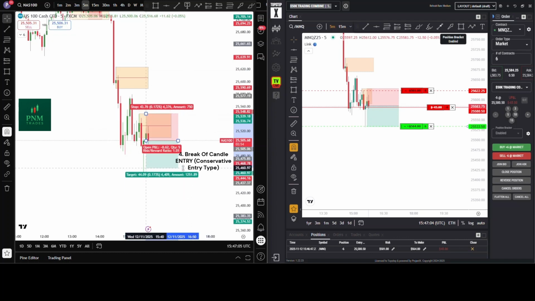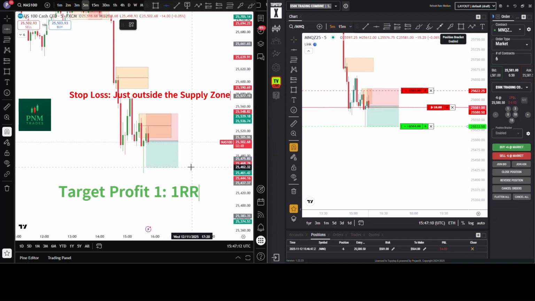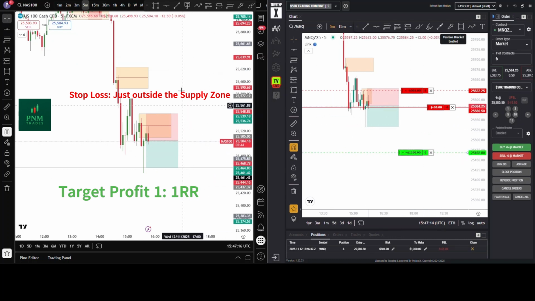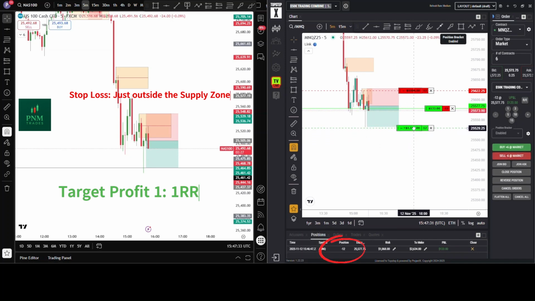So stop loss outside the zone, the supply zone, going for a 1-to-1. Entries and exits and levels are based on TradingView, but I like seeing it on Topstep as well, just to have a visual map. So price is going heavily downwards, so I'm thinking of adding. Order filled at this point, the position I have added, as you can see down here.